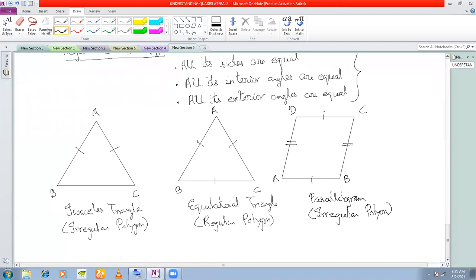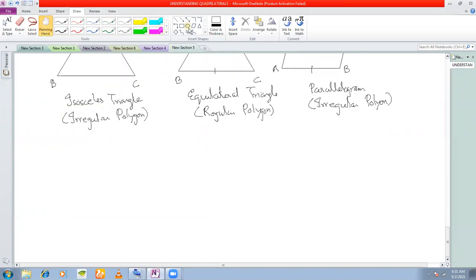What about a rhombus? How will a rhombus look like? Rhombus is a regular polygon. Why? Rhombus is that parallelogram in which all the sides are equal. So this is a regular polygon.